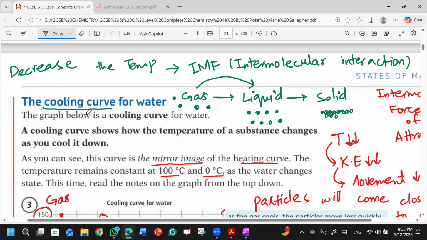How will cooling happen? Let's just think about it. In the heating, how was heating happening? You were providing the heat energy.